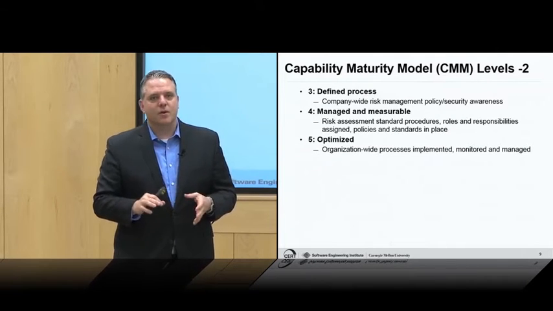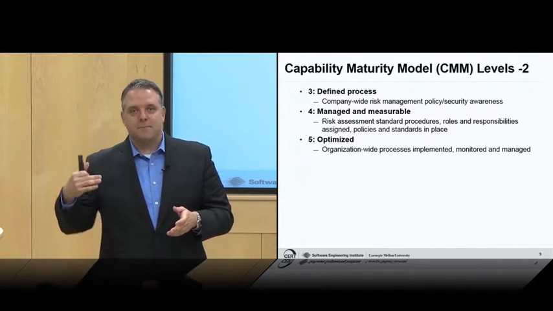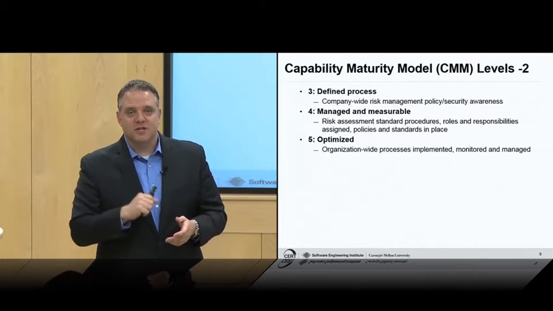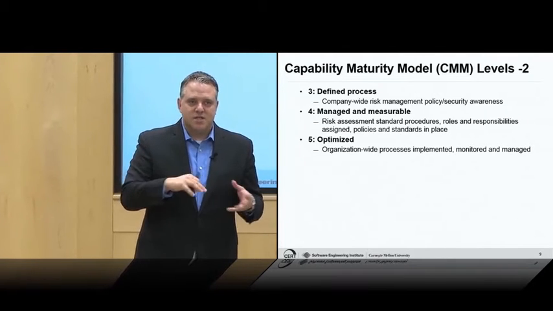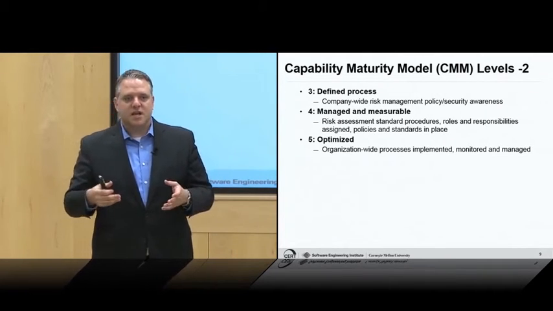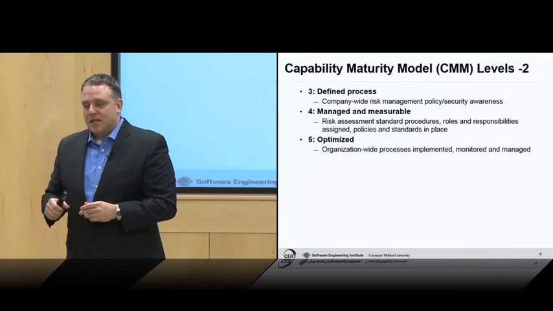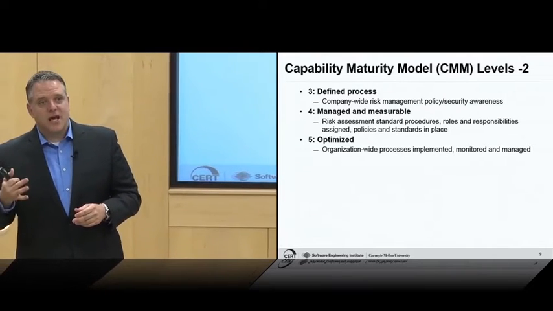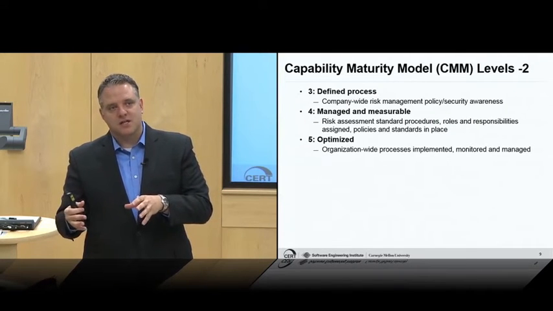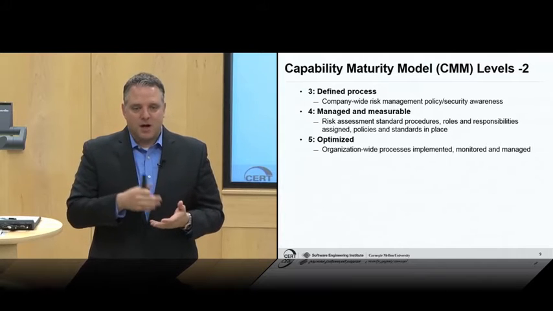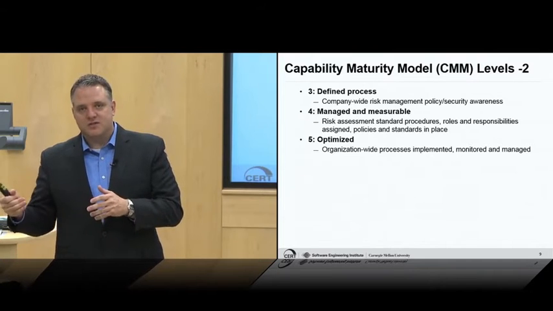Maturity level 3 says, all right, well, we now have a defined process. So if Chris gets hit by a bus, then Bob can step in and take over this process for him. So we have a company-wide, documented, defined risk management policy or security construct that we're building our security apparatus to. Level 4 is now managed and measurable, meaning that we have standard procedures in place, we have roles and responsibilities defined, we have our policies in place to do effective risk assessments, risk management, and build our security structure.